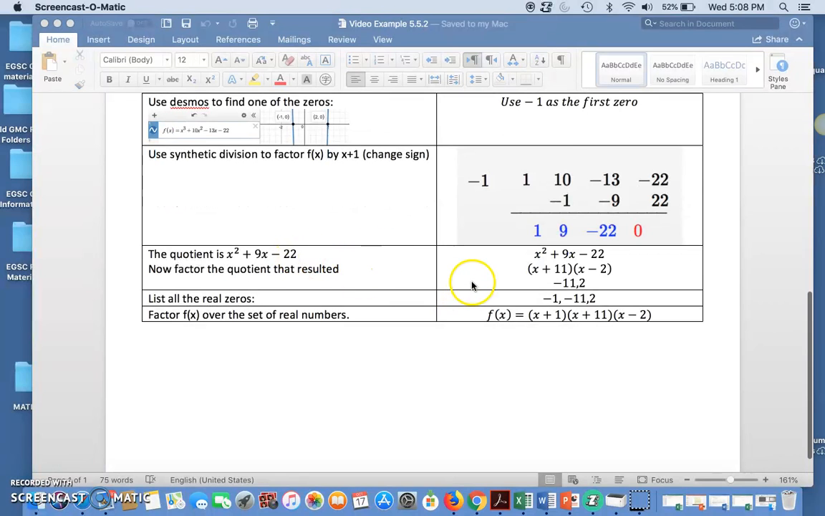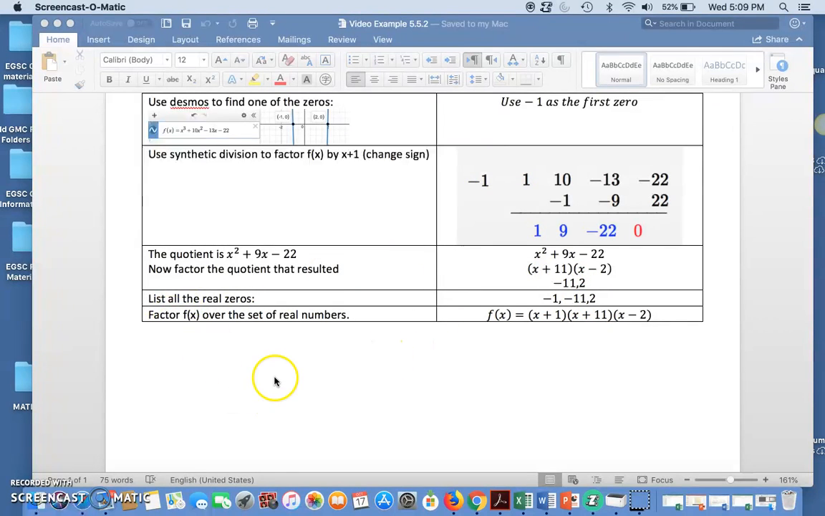At that point, I try to factor if I can. Factors of x squared, factors of 22 that have a difference of 9, 11 and -2. When you solve those, you get -11 and +2. So all the real zeros were this -1 here, the -11 and 2.